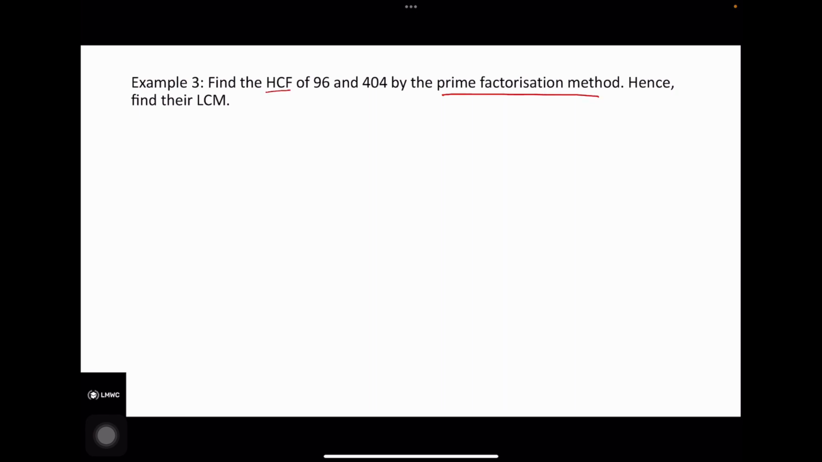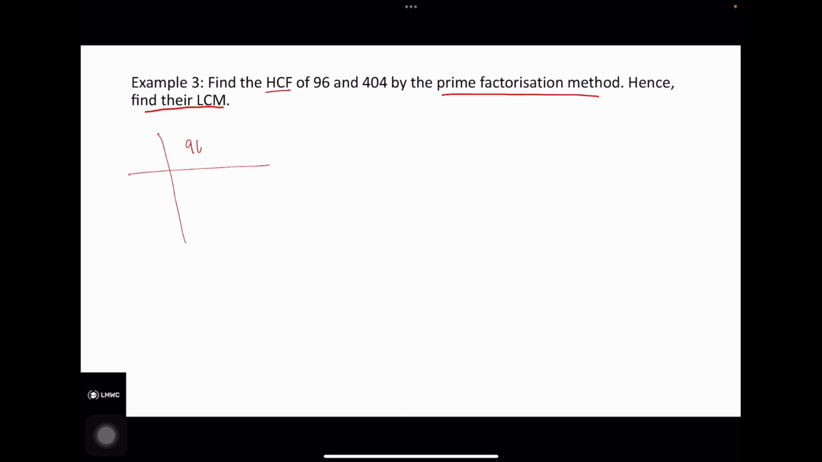But for the LCM, nothing has been mentioned, so you can use either the prime factorization method, or you can use the formula which has been introduced in the real numbers topic number 2, that is HCF times LCM is equal to a times b. So first let's find out the HCF.